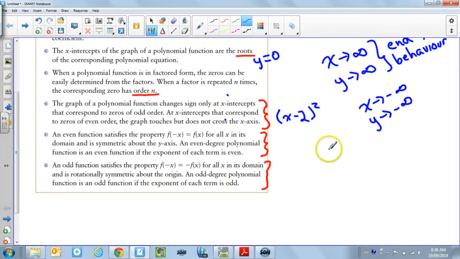I get the graph coming up or down, depending on what the rest of the question is, hitting that point and then bouncing back up. If it is a cubic function, then I get the graph coming either down and going through in a cubic shape, or again coming up, and that depends on what's happened previously or what the rest of the question says.